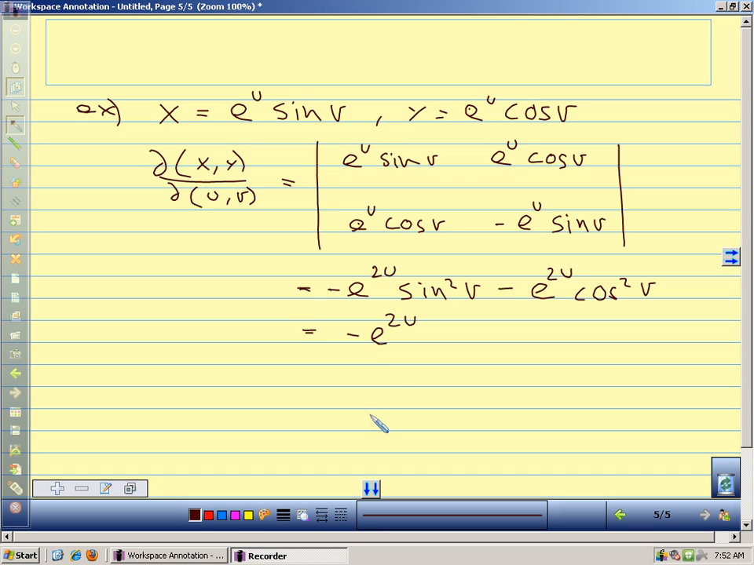So if we were doing an integral and we were using this change of variables, we would have this factor in the integrand. So finding the Jacobian is fairly easy. Let's look at an example of using a Jacobian to actually evaluate an integral.